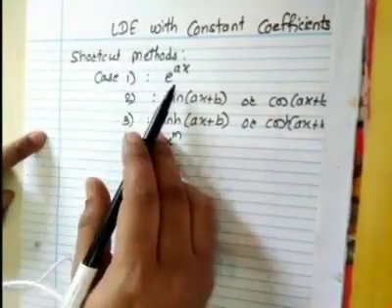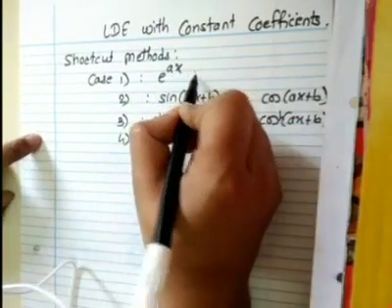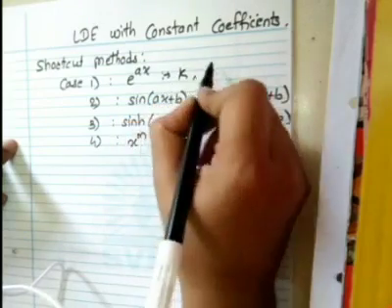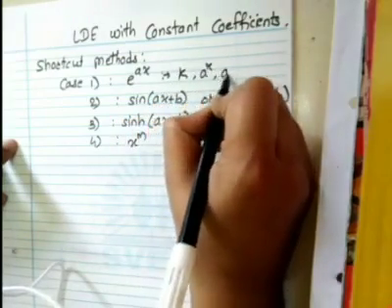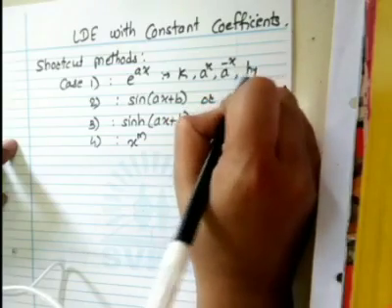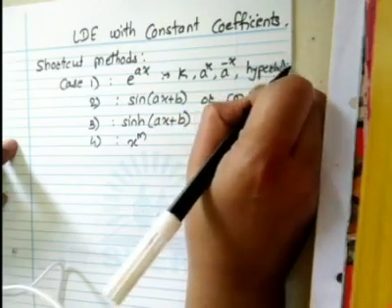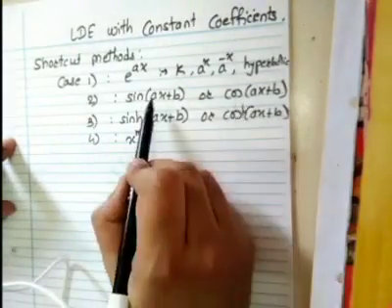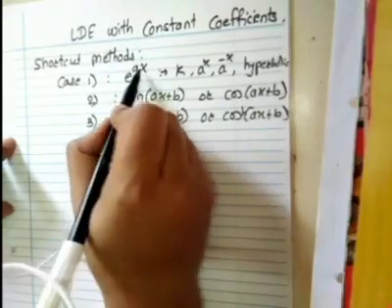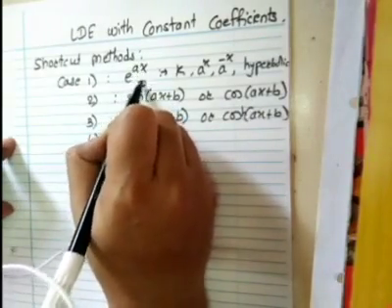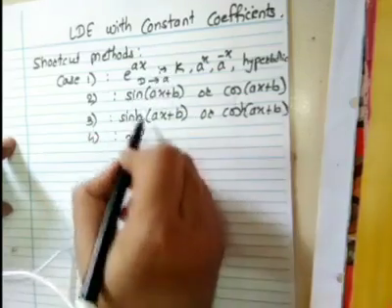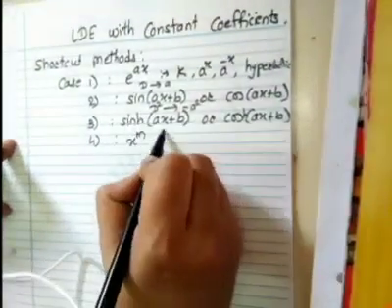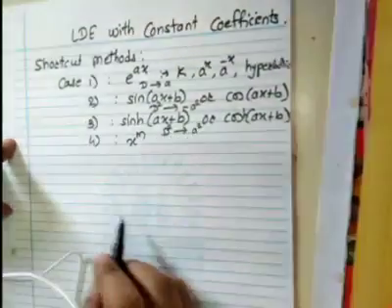In that, the first case is e raised to ax. In that we have seen some subcases: constants, a raised to x, a raised to minus x, and hyperbolic functions. Secondly, it is the sine and cos case. What we do here is, in the first case, e raised to ax, we replace D by a. In sine cos, we replace D square by minus a square. In hyperbolic, D square by a square.